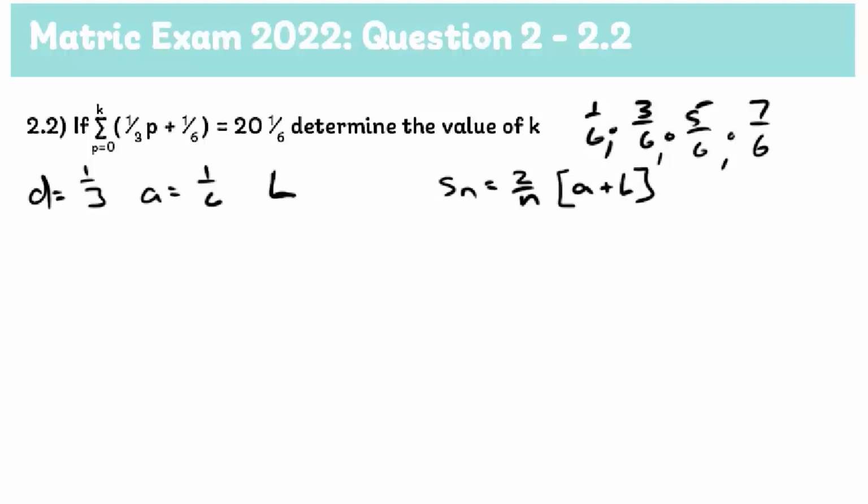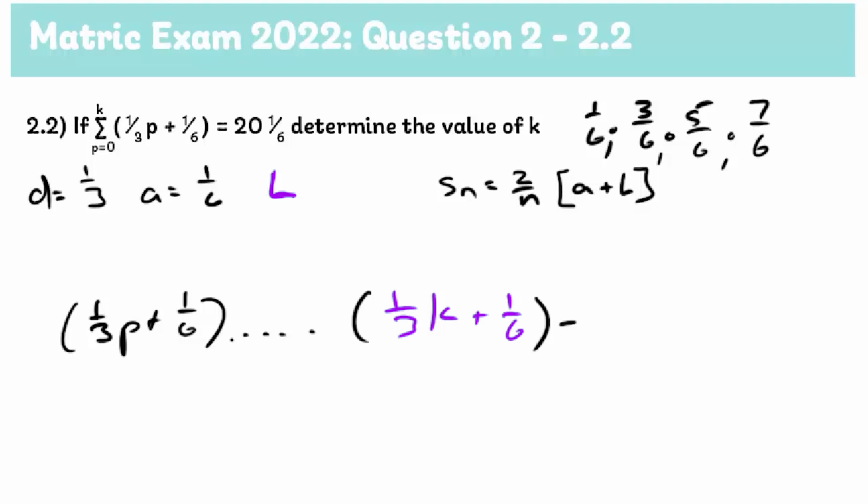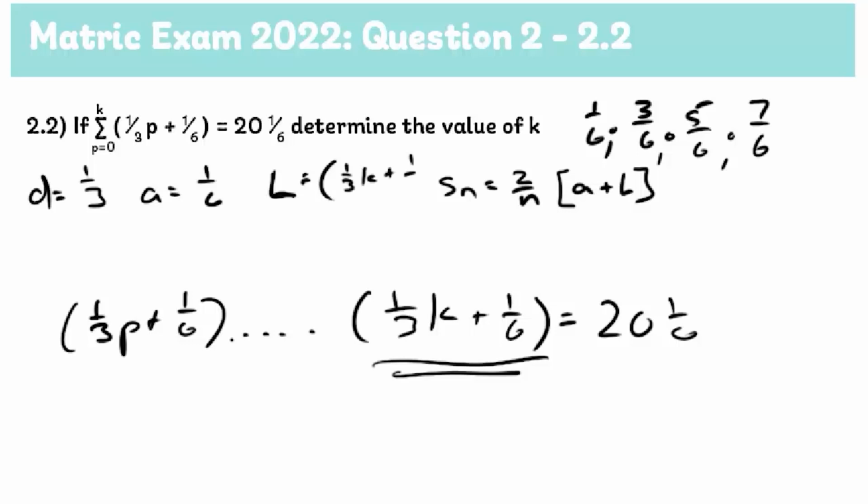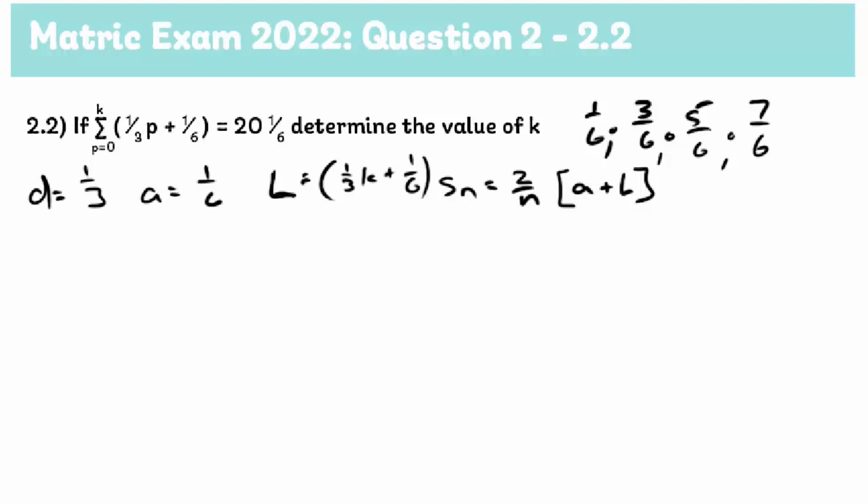So remember, right in the beginning I said the first term will be 1/3p plus 1/6, and it'll go all the way until the last term. Instead of putting p this time, we'll put k, so 1/3k plus 1/6, and that'll equal 20 and 1/6. So the last term is whatever's in that bracket, which means now we can fill in that the last term is 1/3k plus 1/6.